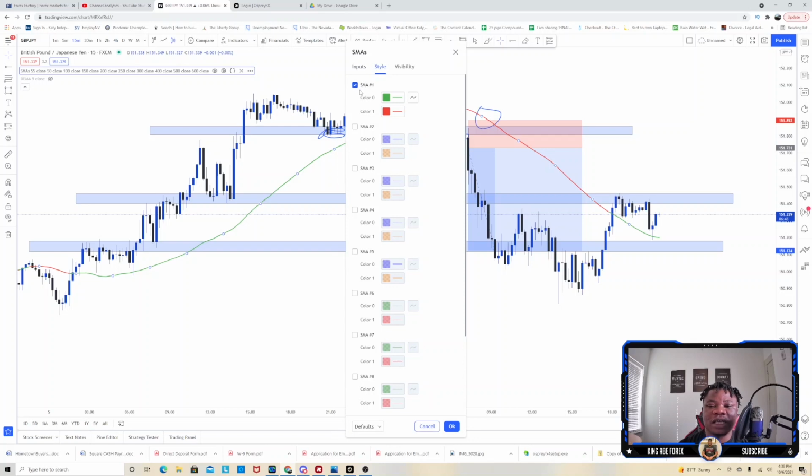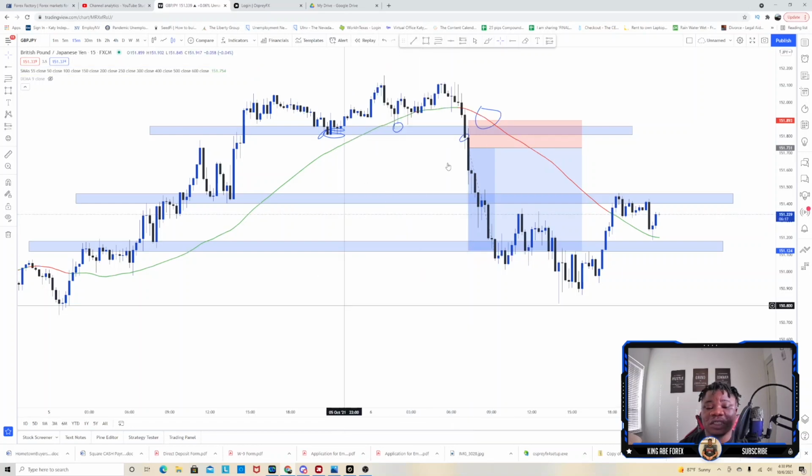You only click on SMA 1. The rest of them, you just uncheck. You only need this first one, and then you change the first color to green, and you can change the thickness if you want. And then the second color, you change it to red, and you can change the thickness as well. Now once you're done, you just click on OK, and it's going to look exactly like this.